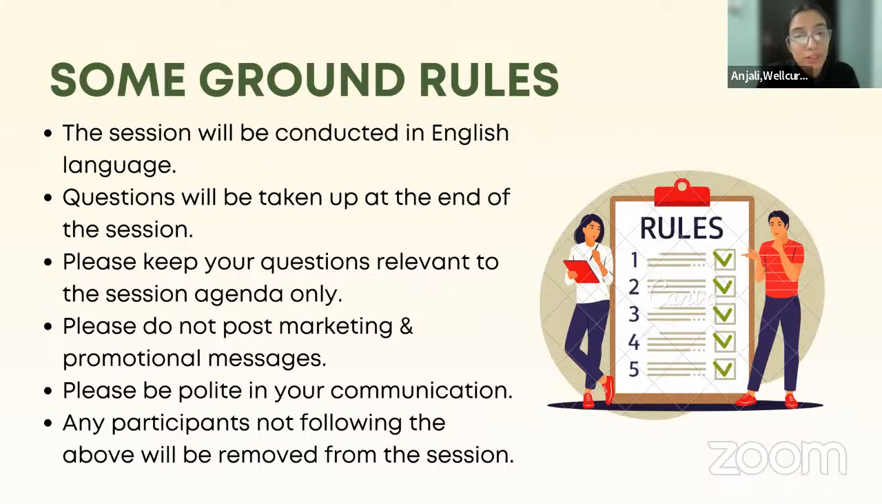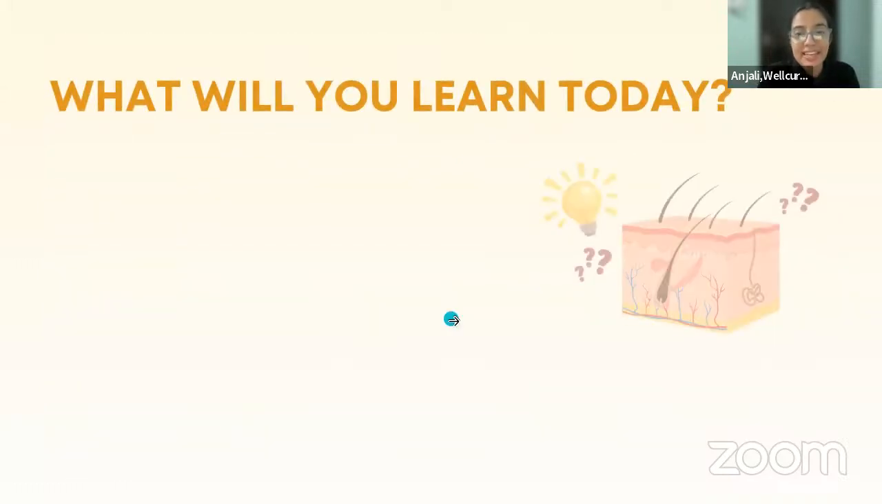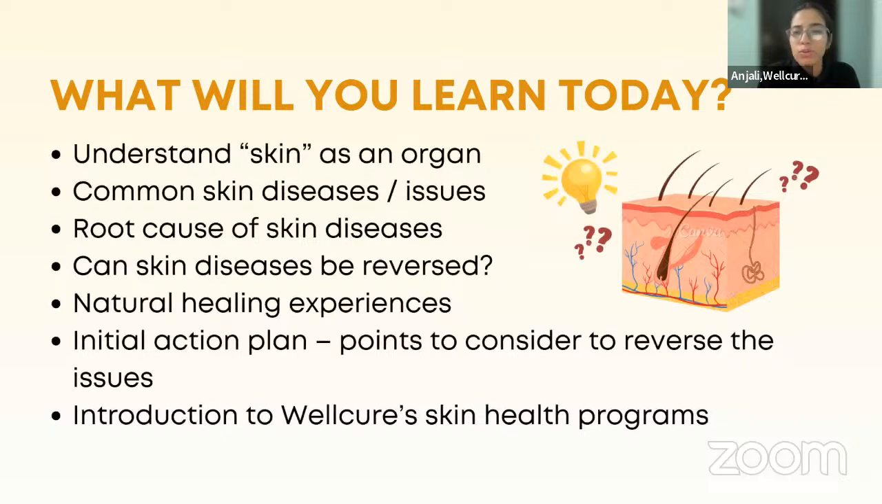So, next slide. What will you learn today? Today we are going to understand skin as an organ. We are going to talk more about skin diseases, some common skin issues, and some of the autoimmune skin conditions. We are going to talk about the root cause of skin diseases. Can all these kinds of skin diseases be reversed easily and naturally? We are going to share some natural healing journeys with you so that you can experience or get a kind of faith in natural healing. We are going to share with you three initial action plans, so that you can start your skin healing journey right from your home. And we are going to introduce you to a Wellcure skin health program.